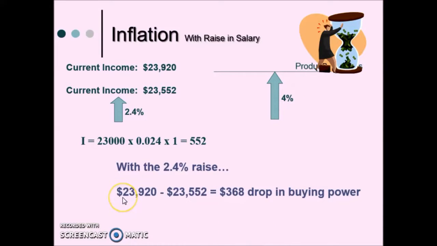And so if we look at what the 4% does compared to the 2.4% raise, there's still a $368 drop in buying power. To keep your level of lifestyle the same, you would need to cut $368 worth of expenditures to maintain your status quo.